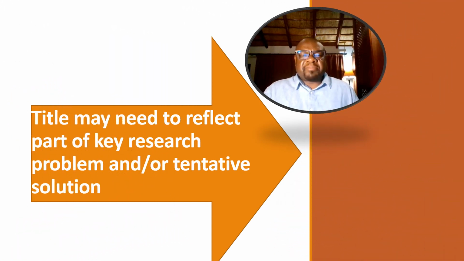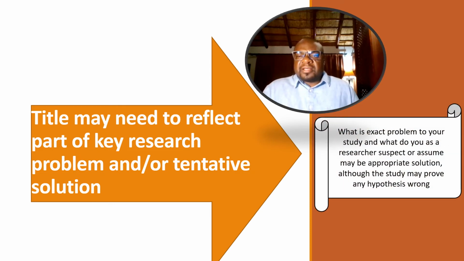The title may need to reflect part of the key research problem and tentative solution. This I already emphasized in the introduction: you need to provide context and phenomenon in your study, and you must have two variables, dependent and independent variables, which will present your phenomenon. What exactly is the problem in your study, and what do you, as a researcher, suspect or assume may be an appropriate solution, although the study may prove any hypothesis wrong or right at the end?